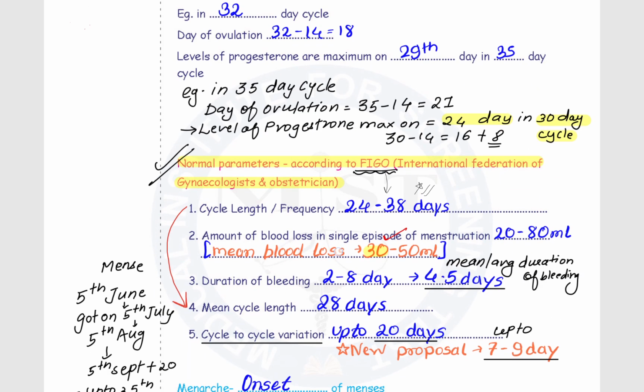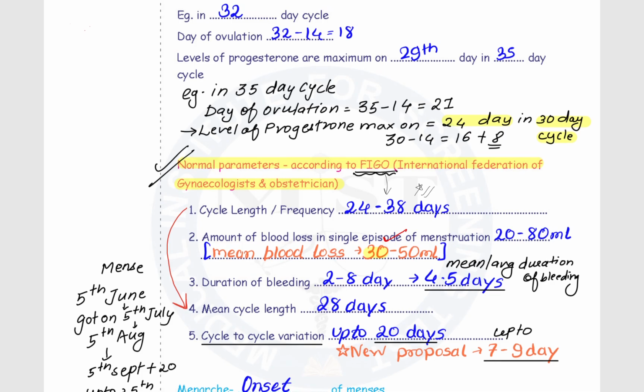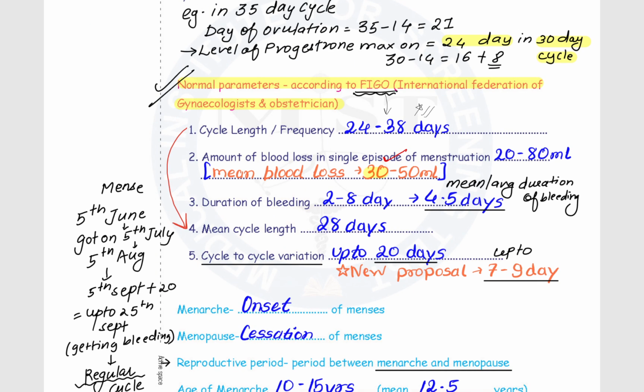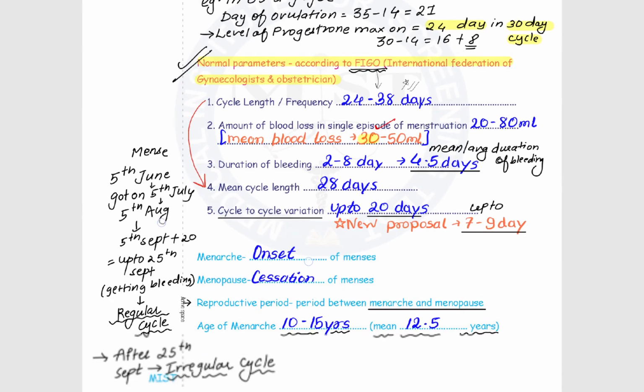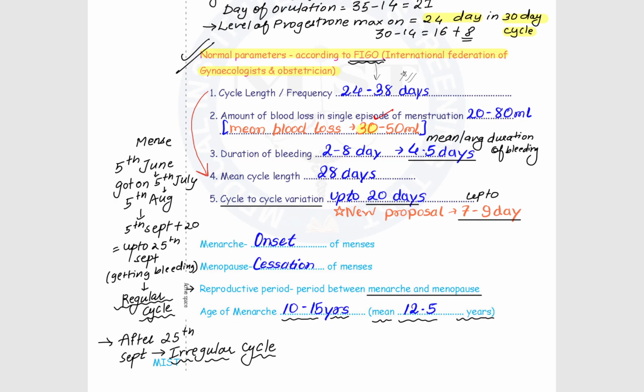Then we have normal parameters according to the FIGO classification. So cycle length and frequency, normal is 24 to 38 days. This frequency is fine. Amount of blood loss in single episodes of menstruation is 20 to 80 ml. So mean blood loss is 30 to 50 ml. Duration of bleeding is 2 to 8 days. Approximately the mean is 4.5 days, 5 days. Mean cycle length is 28 days, the one which we commonly use, but the frequency is 24 to 38 days.